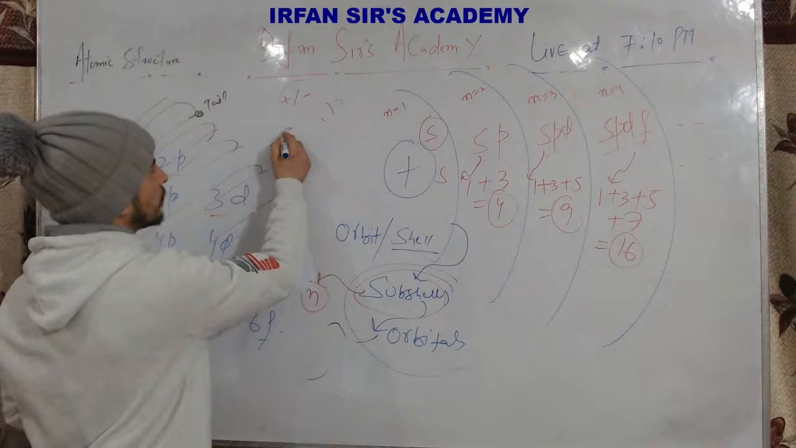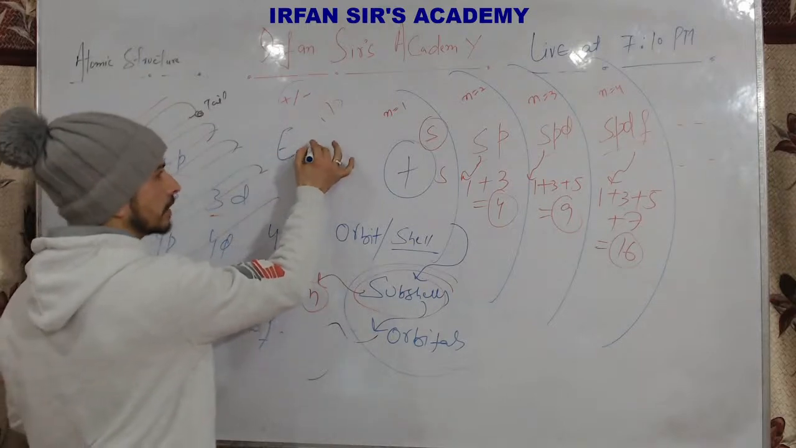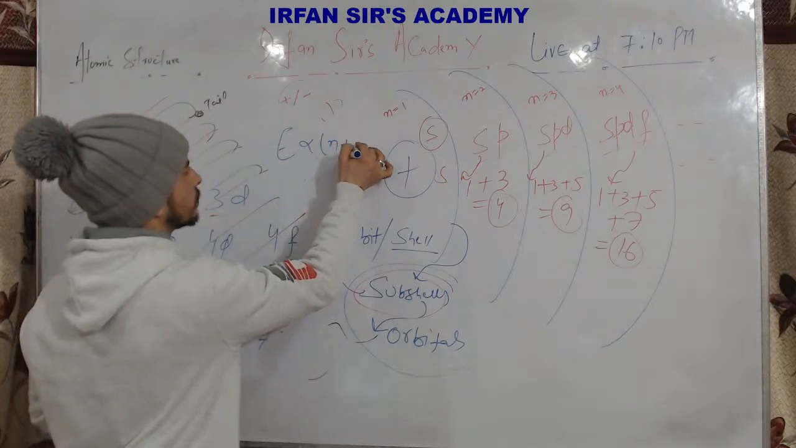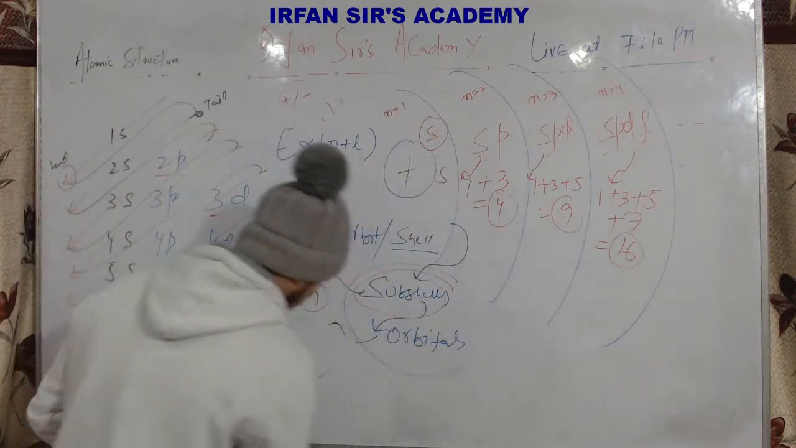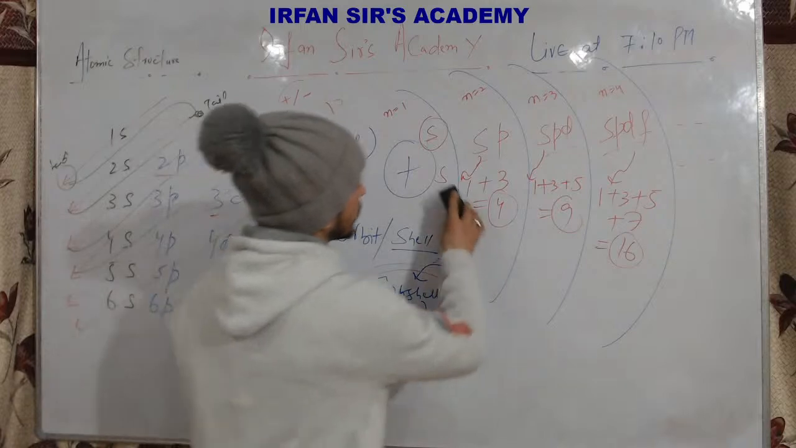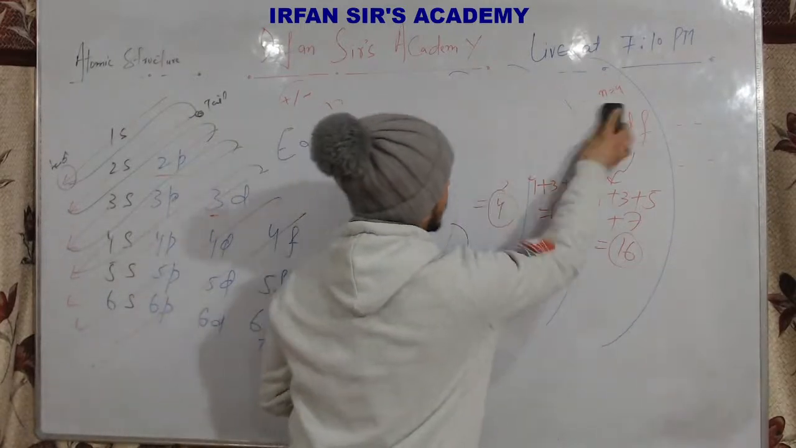The energy of any orbital is directly proportional to the n plus L rule. Sir, what is n? What is L? We know that there are 4 quantum numbers.